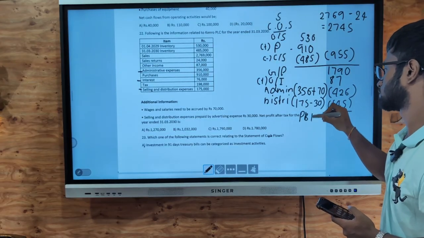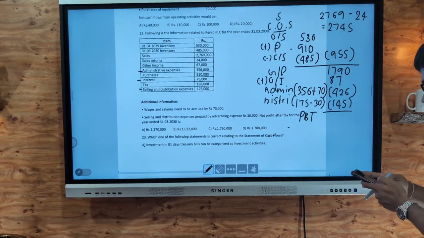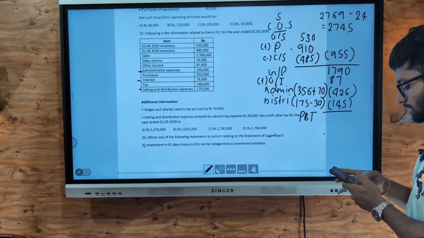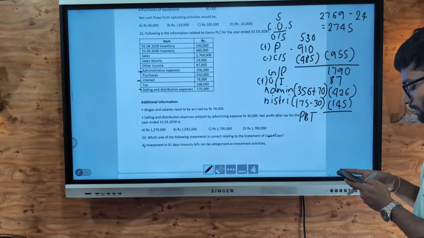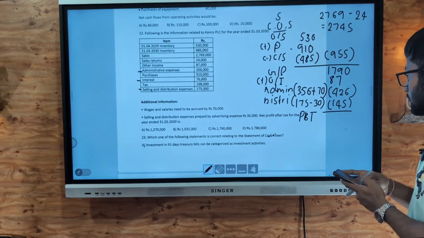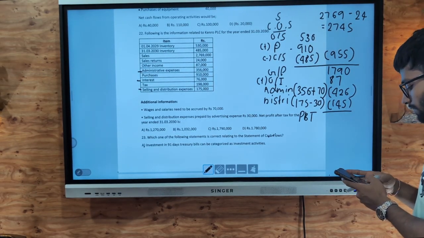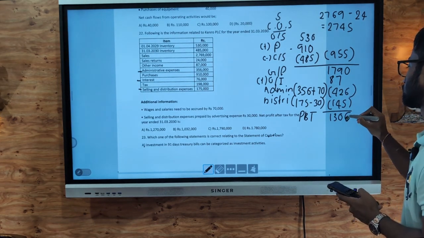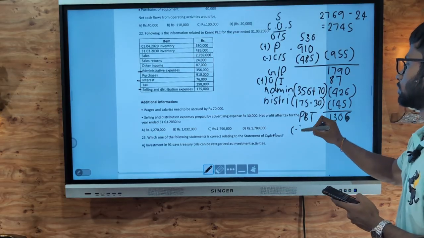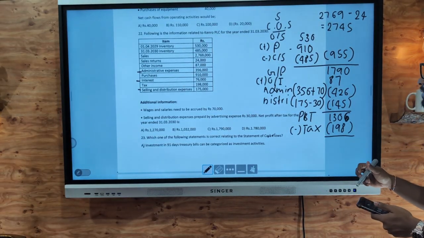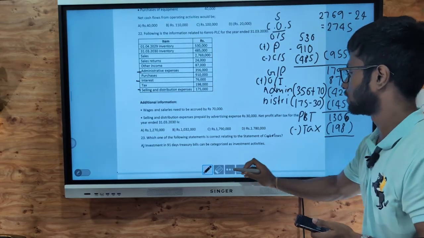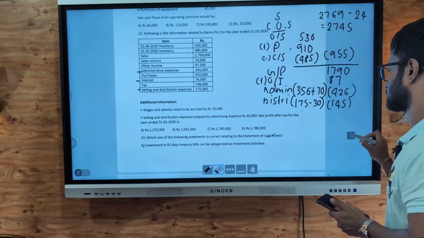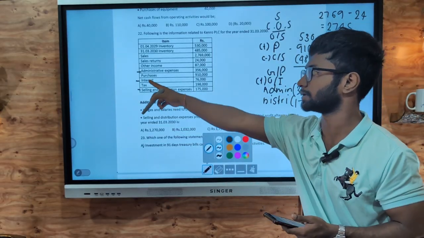Then here when we do this calculation, we'll be getting profit before tax. So 1790 plus 87 minus 426 minus 145. You get 1306. From that, you deduct the tax. Also, I didn't deduct the finance expense. No? So we have to adjust the finance expense of the interest.